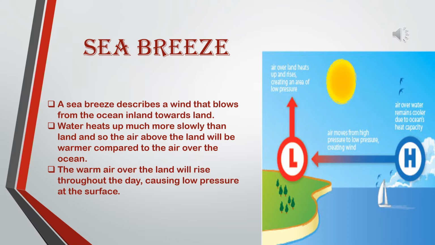See the diagram. First, air over water remains cooler due to the ocean's heat capacity, and air over land heats up and rises, creating an area of low pressure. So obviously, air moves from high pressure to low pressure, creating wind.